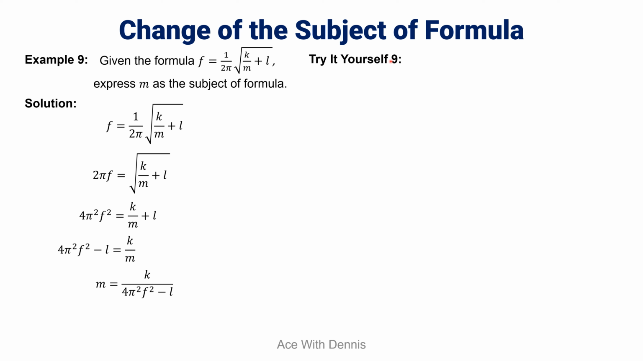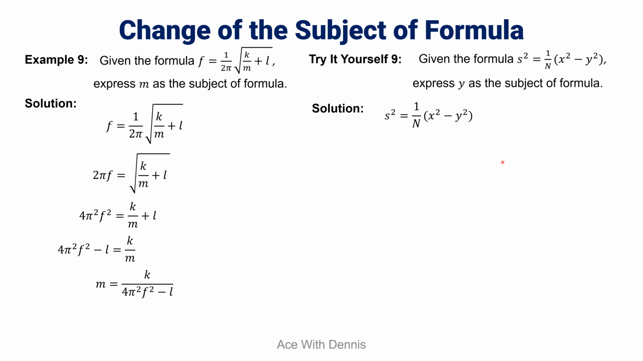Okay, now let's try this example yourself one more time. Given the formula s² equals 1 over n times (x² − y²), you have to express y as the subject of formula. You can pause the video and try to do it yourself. Okay, now the solution. Given this formula s² equals 1 over n times (x² − y²).